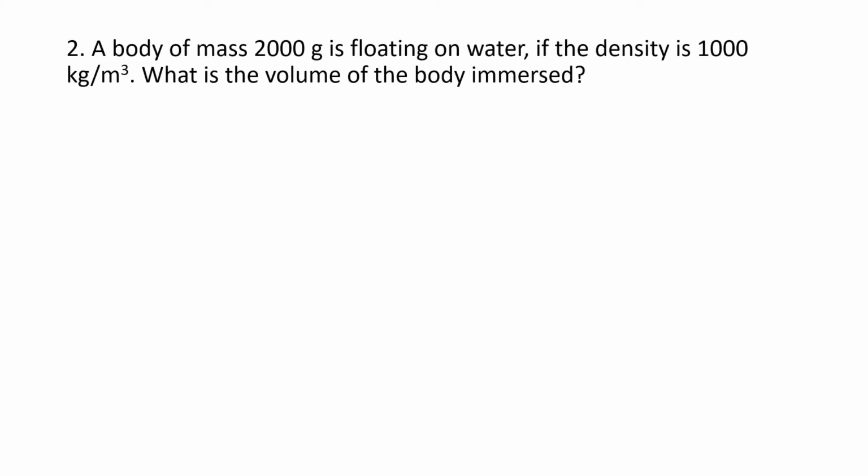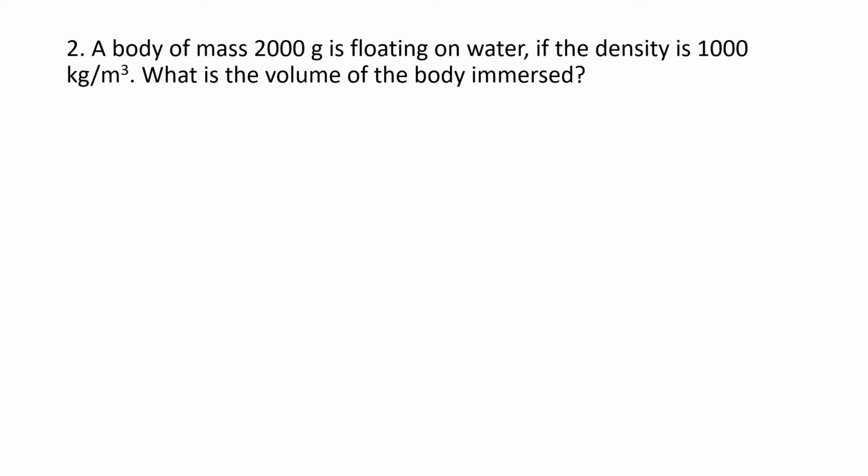Let's look at our question 2. A body of mass 2000 grams is floating on water. If the density is 1000 kg per meter cube, what is the volume of the body immersed? So let's analyze the question carefully. Mass is given, which is 2000 grams. Density is given, 1000 kg per meter cube. But volume was not given. So it means that we are finding what? The volume of that body.